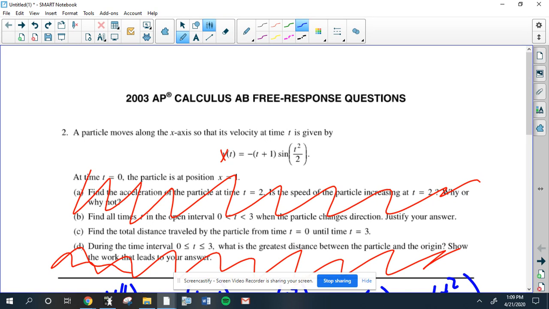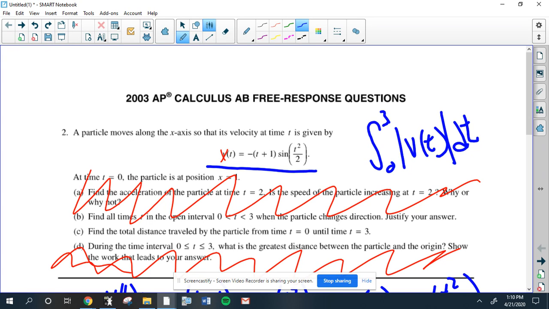So we're still going to look for total distance, and we know that total distance, if you remember, from 0 to 3, would be the integral of the absolute value of the velocity. Make sure you're writing absolute value. If it was net distance, you wouldn't use the absolute value.